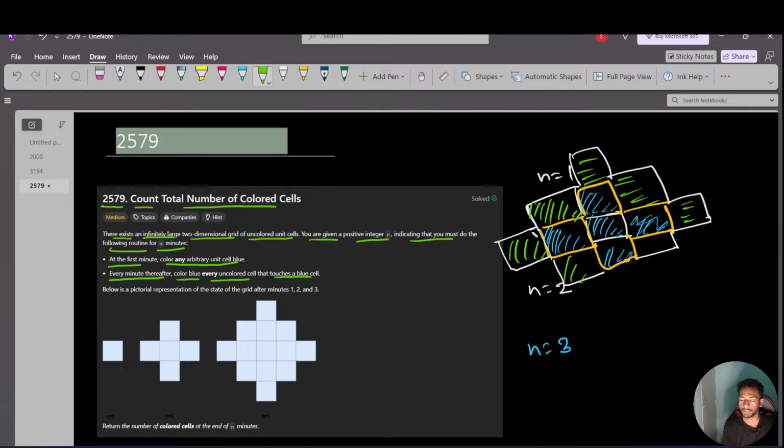After the first minute, how many colored cells are present? Only one. For n is equal to 2, after 2 minutes, how many colored cells are present? 1 plus 4 new cells, so 1 plus 4, total 5. For n is equal to 3, the previous minute had 5 colored cells, and now new cells are added: 1, 2, 3, 4, 5, 6, 7, 8. So 8 are added, total 13, correct?